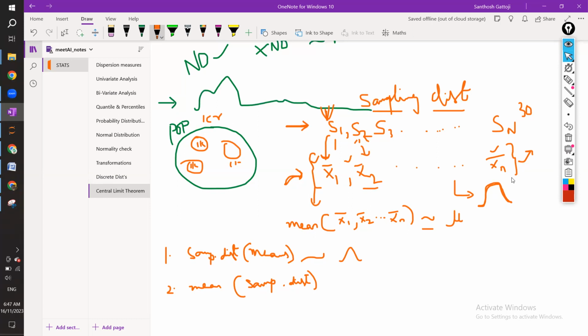Okay, we are summing up and averaging by 30. Then we are getting mu. Mu is a population parameter. You will have a mean of the sample mean. That is called the mean of the sample mean. What are these? These are sample means.